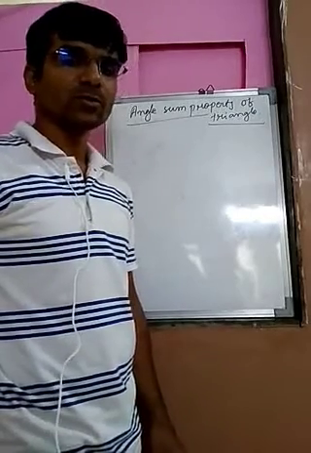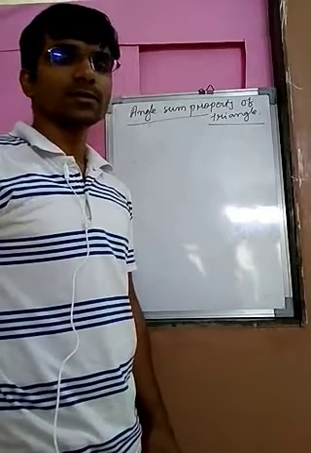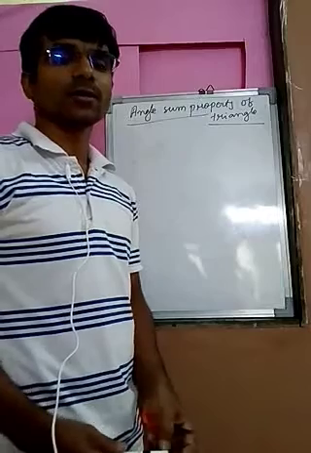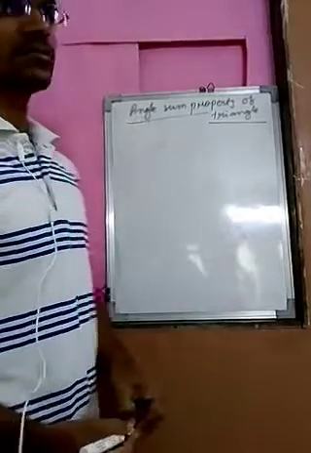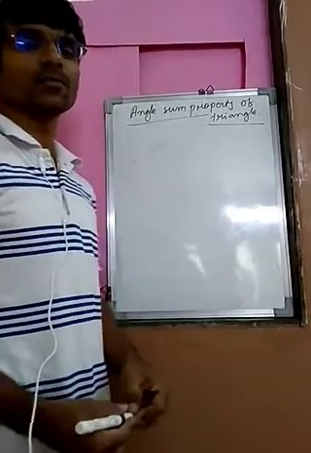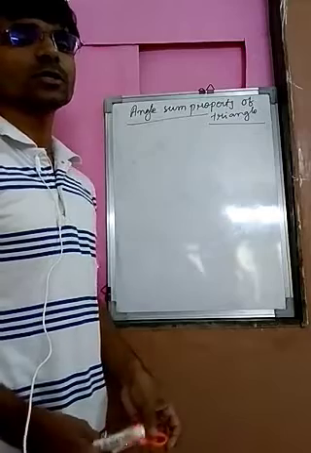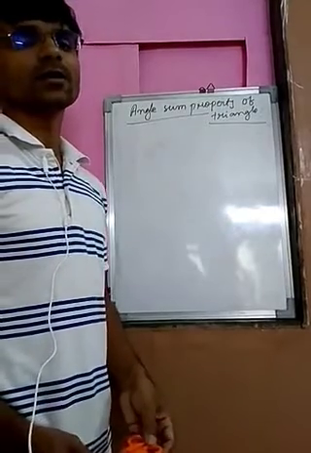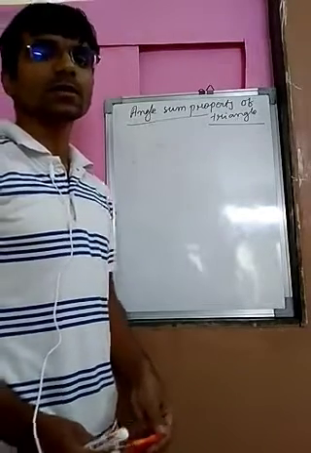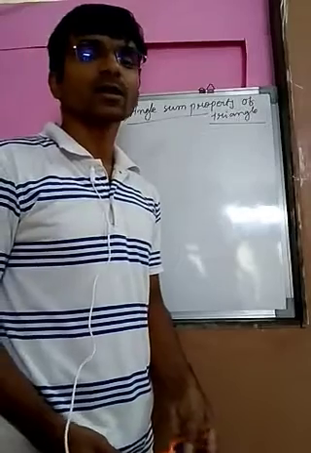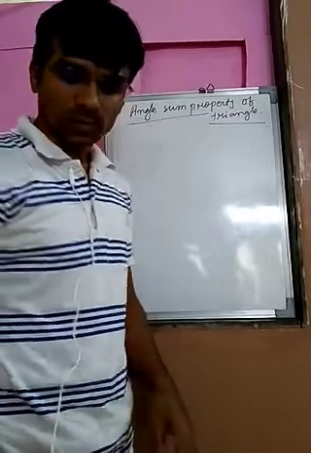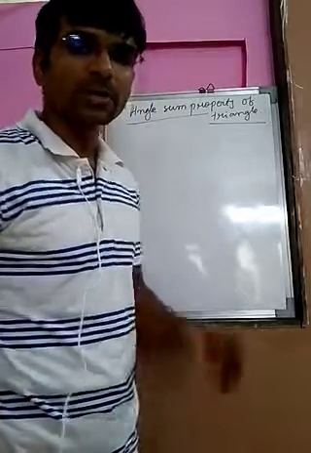Students, I am going to show you how to find the angle sum property of a triangle. That means 2-3 different methods. In those methods we can prove the angle sum property of the triangle is 180 degrees. That means the sum of the angles of a triangle is 180 degrees. So first I will show you by one paper cutting method.